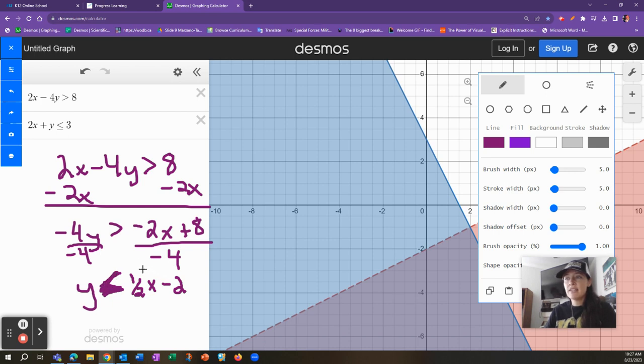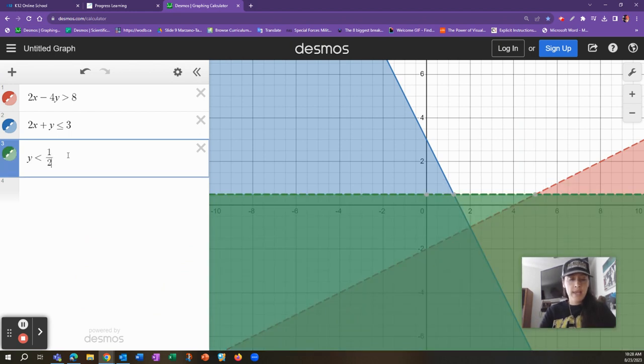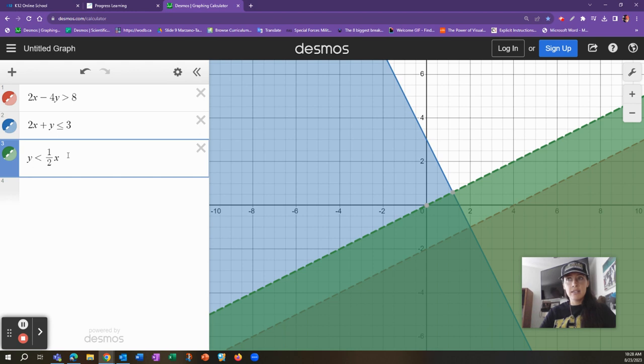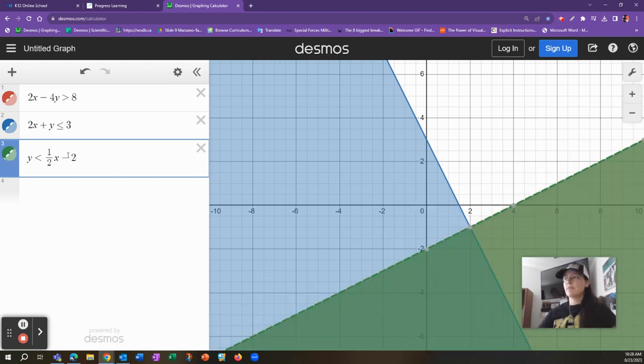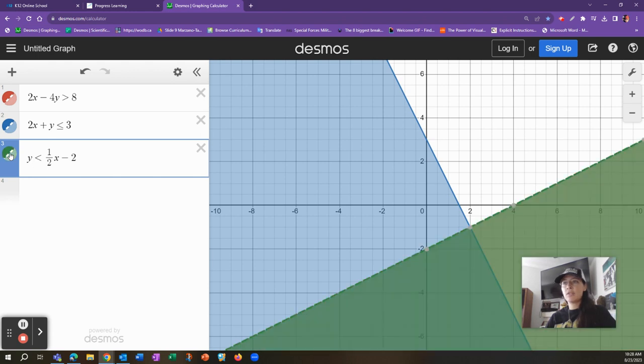So that is our equation of a line with the strict inequality, the strictly less than symbol that we need to graph. And I'll show you how when I write this up here, it'll be this exactly same dotted line and shaded area. y strictly less than 1/2 x minus 2. The green is exactly the same as the red.